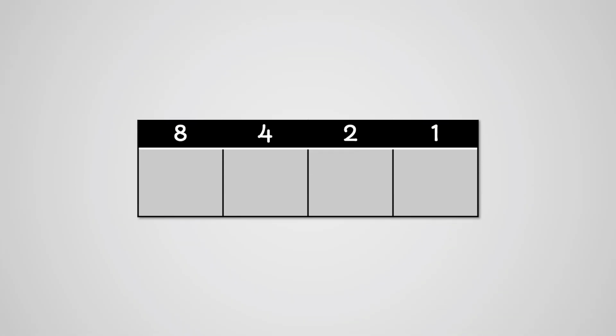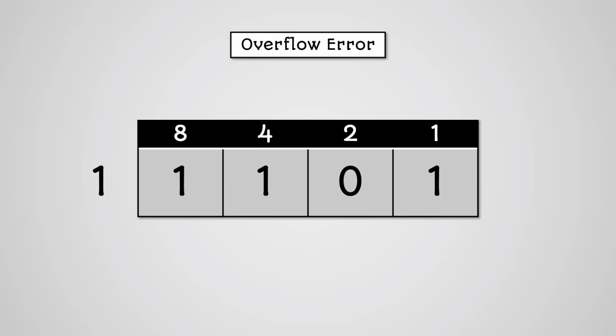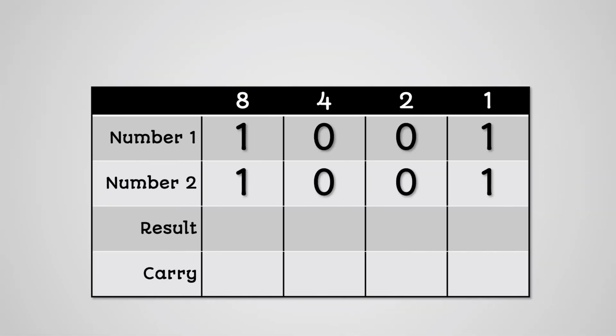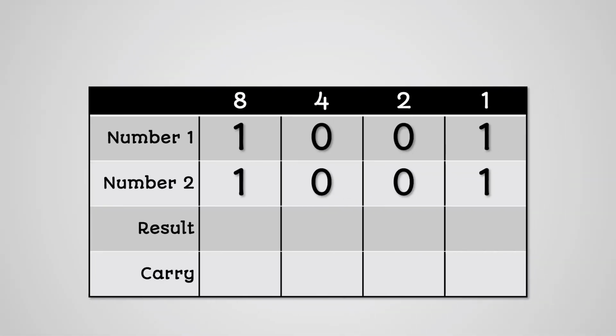One issue with binary addition is that sometimes the result of the answer can be too big for our available number of bits, and this is called an overflow error. Let's assume we want to add two 4-bit binary numbers, 1001 and 1001, which is 9 and 9 in decimal. Following the rules we learned in the previous section, answering this question should go as follows.